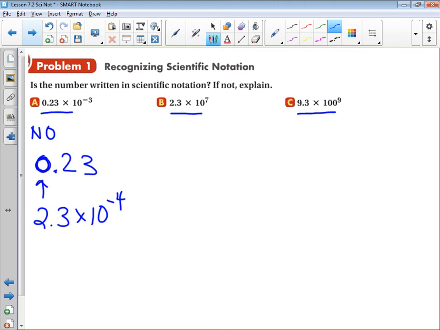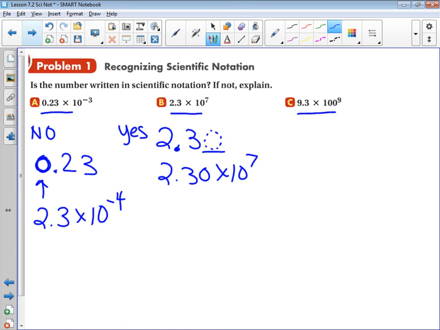Look at the second one, 2.3 times 10 to the 7th. Here's another thing I didn't mention. If there is no third number or second digit after the decimal point, that's okay. It's kind of implied to be a 0, so this is written in scientific notation. You could just add the 0.